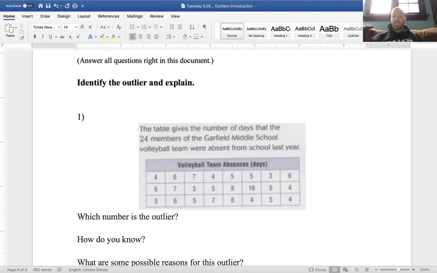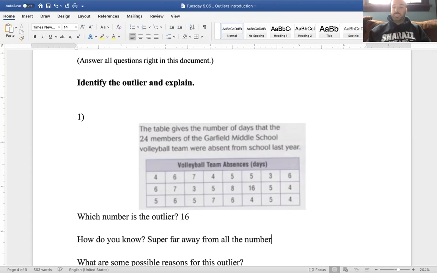Which number up here is the outlier? So 4, 6, 5, 7, 6, 7, 3. These are all pretty close together. 4, 5, 3, 4, 5, 6, 7, 8. It goes up a little bit, but that's still one away from 7. 5, 16. 16 is way different than all these other numbers. All the other numbers are 3, 4, 5, 6, 7. There's one 8 in there, but that's not super far away. 16 is the one that is super far away from all the other numbers.